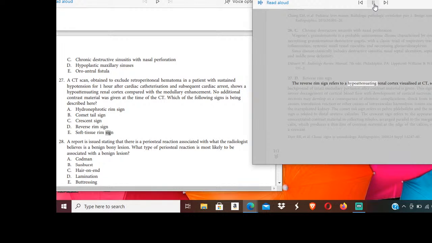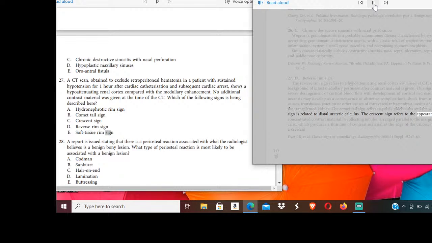The reverse rim sign refers to a hypoattenuating renal cortex visualized at CT, seen against a background of intact medullary perfusion after contrast material is given. This sign also implies severe derangement of cortical blood flow with development of cortical necrosis. Cortical necrosis may develop as a consequence of obstetric complications, shock from numerous causes, transfusion reaction, or other causes of intravascular hemolysis, toxins, and rejection in the transplanted kidney. The comet tail sign refers to pelvic phleboliths, and the soft tissue rim sign is related to distal ureteric calculus.